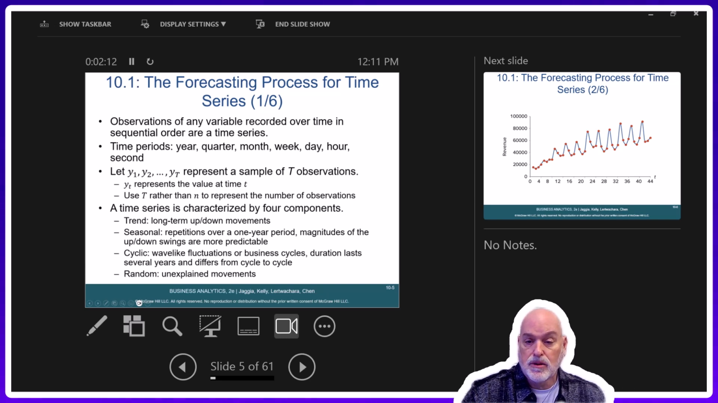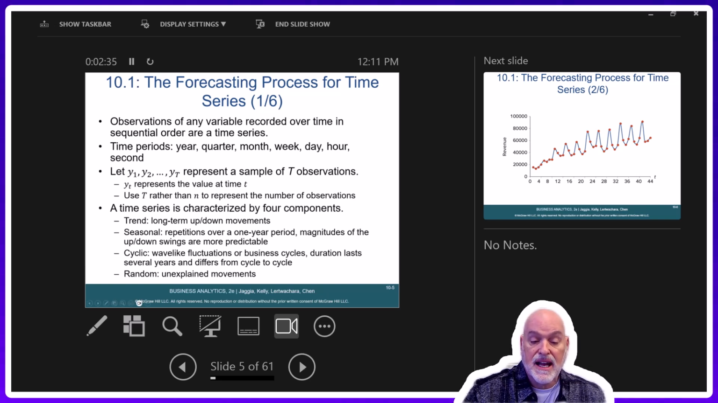The forecasting process for time series. Observations of any variable recorded over time in sequential order are a time series. Time periods may be year, quarter, month, week, day, hour, second, etc. Let Y1, Y2, etc., YT represent a sample of T observations. YT represents the value at time T. Use big T rather than N to represent the number of observations.